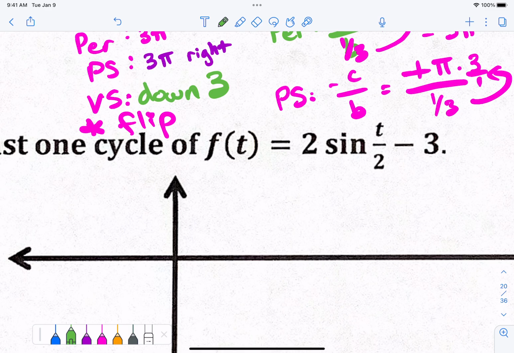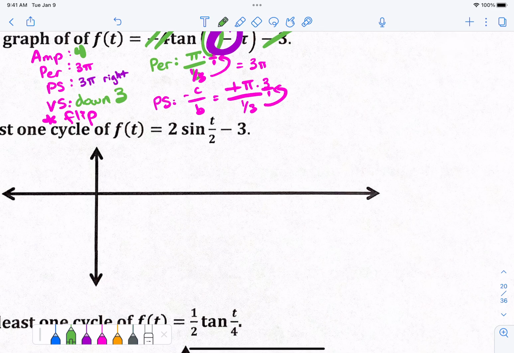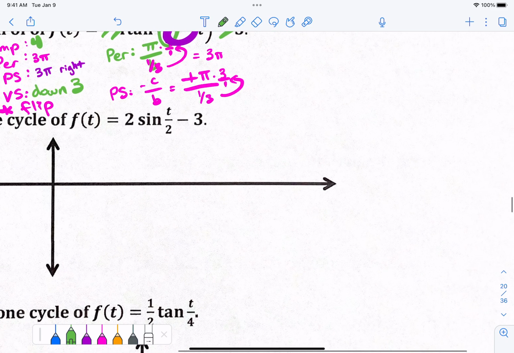Good? Happy with that? Okay, sketch at least one cycle. When you're doing this, I list out my amplitude, period, phase shift, vertical shift. I don't know what helps you the best, but that helps me the best. Now, we only have 3 numbers going on here. 1, 2, 3, right there. Which one is missing? A, B, C, or D? C.